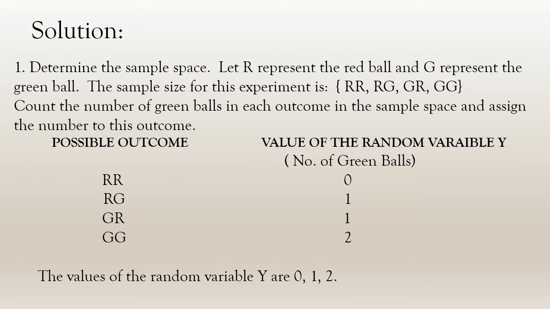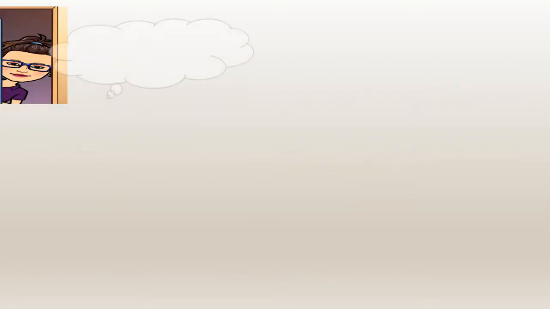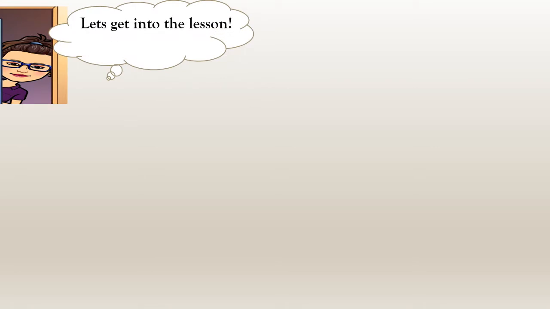Sumunod, RG, meron tayong isang green ball. Katulad ng GR din, meron ding isang green ball. At meron tayong dalawang green ball kapag ang outcome natin ay GG. So, 2 green balls yung nakuha natin doon. Ibig sabihin, yung mga value ng ating random variable y, which is nagre-represent ng bilang ng green ball, ay 0, 1, and 2. Let's get into the lesson now.